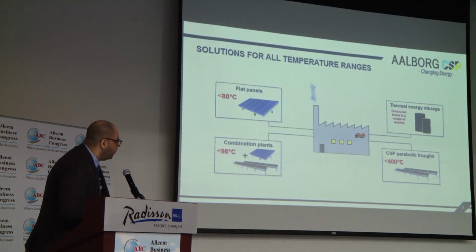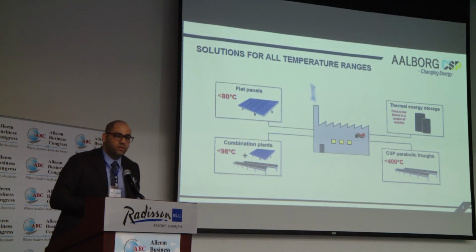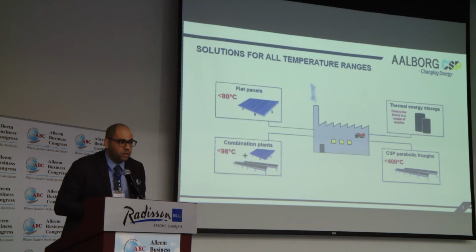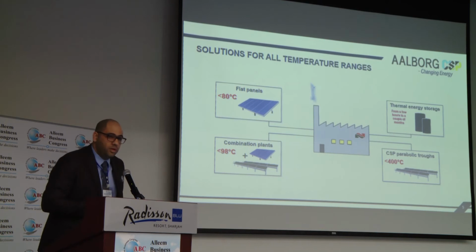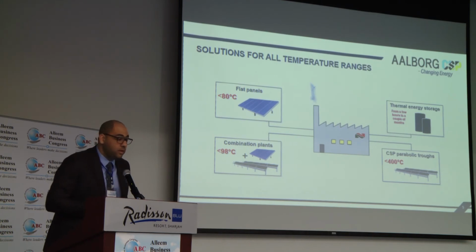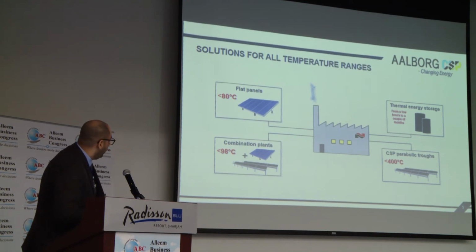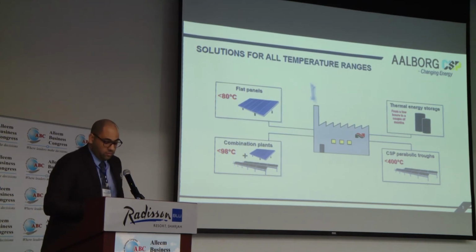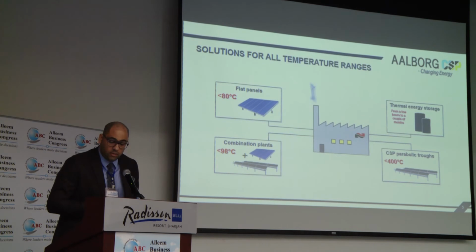And of course, there is no question about generating electricity from solar electric, PV. No questions, it's so efficient. But why are we promoting CSP, the concentrated solar power, or the solar thermal? Because with heat, or with thermal energy, you can do a lot of things. So if we look here, we have solutions for all temperature ranges, from up to 80 degrees to more than 400 degrees, with different technologies.